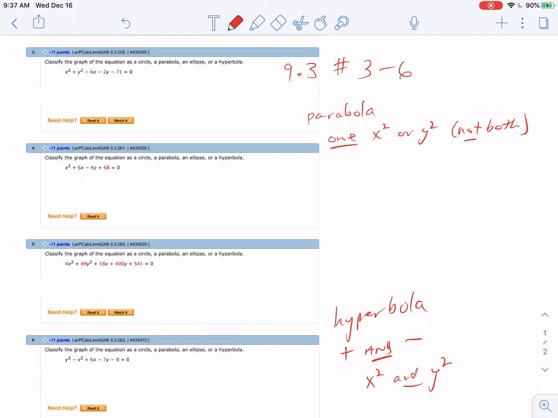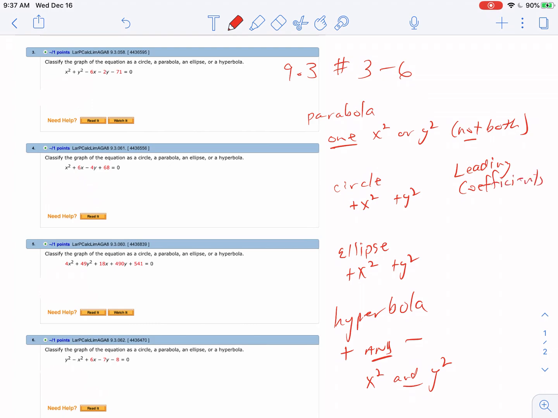The ellipse and the circle are a little bit closer together, and so I save those for the end. They both have a positive x squared and a positive y squared. So they're very similar to each other, but the leading, what I call the leading coefficients, right? Well, I don't call them that. That's what we call it in math.